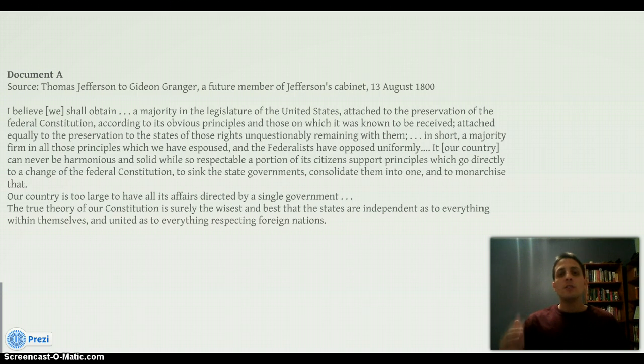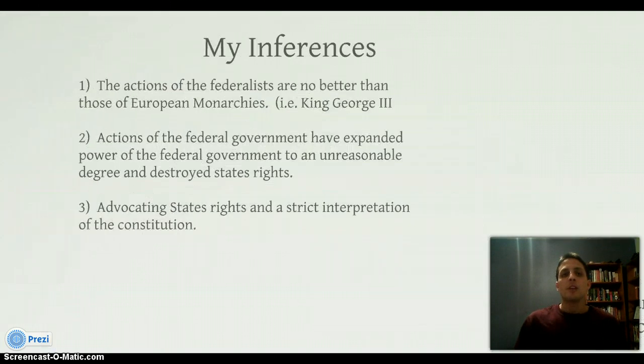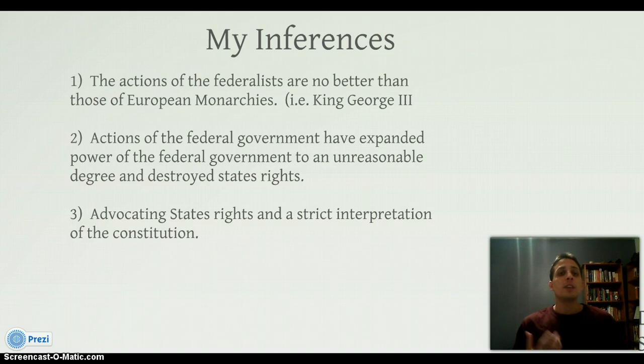Okay, so hopefully you've come up with 2 or 3 or 4 good inferences about the document. I'm going to share with you some of the inferences that I came up with when I read document A. These are some of my big inferences. Number 1, the actions of the Federalists are no better than those of the European monarchies. I think you can make that connection to King George III in there, and that's partially what Jefferson's trying to make the connection to.